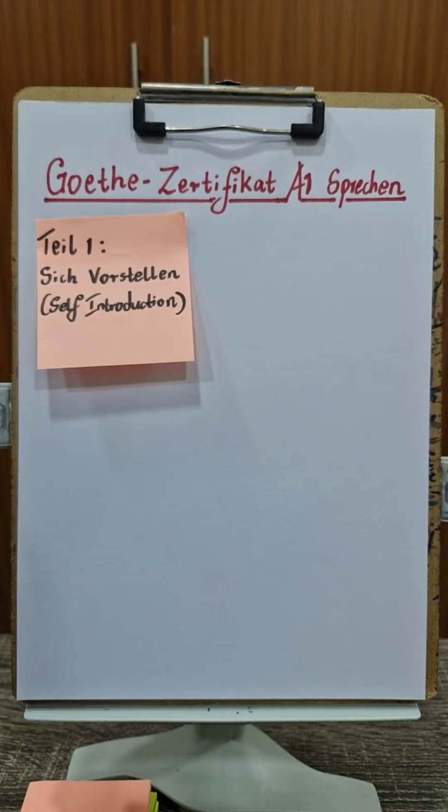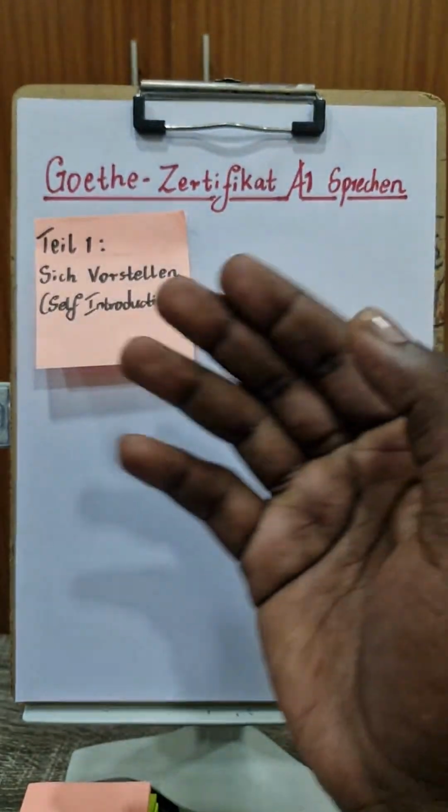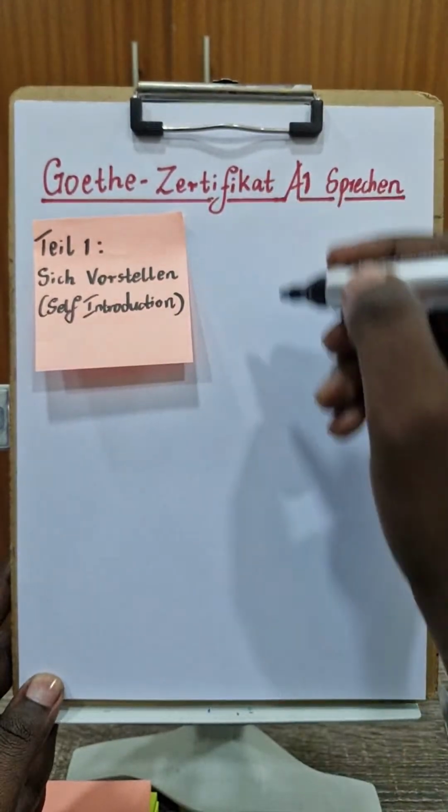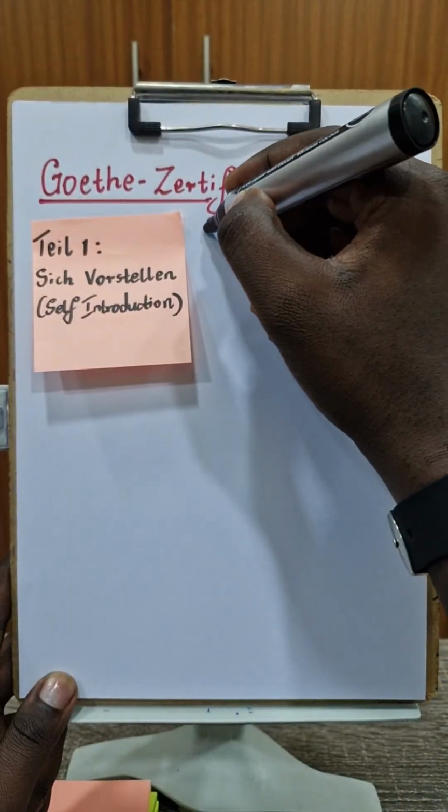Now, I know that those of you who are planning to sit your A1 pretty soon, this is going to be in coverage of part number 1, whereby you're going to be doing the full introduction. In some video, I had mentioned that the Sprechen is divided into 3 parts, so this is going to be focusing on the Teil 1, which is the Sich Vorstellen. Normally, you will be given a card which will contain the following words.